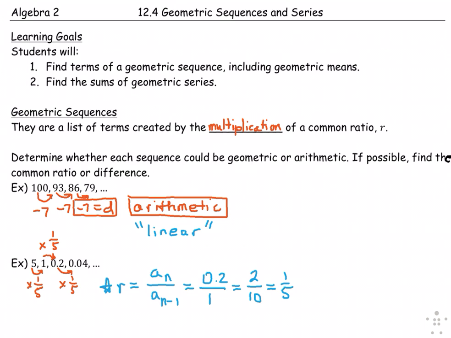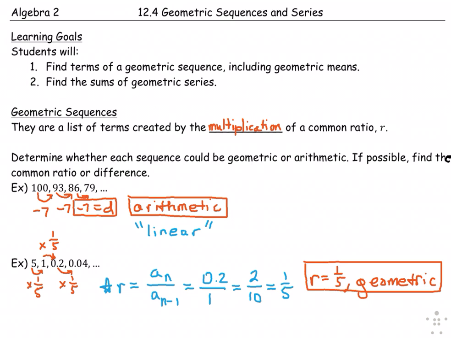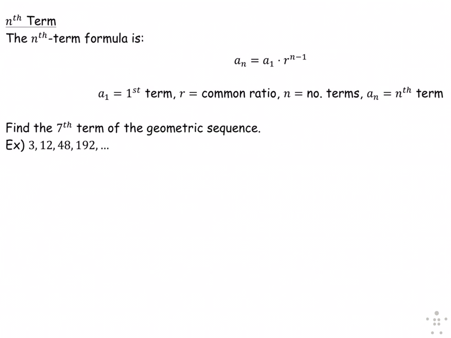Now that we've determined that r equals 1/5, this is a geometric sequence. And you should get the inkling that geometric behaves like exponential, which is correct because there is repeated multiplication. That brings us to the nth term formula for a geometric sequence. Here we see that the nth term is going to equal the first term a sub 1 times r raised to the n minus 1 power.